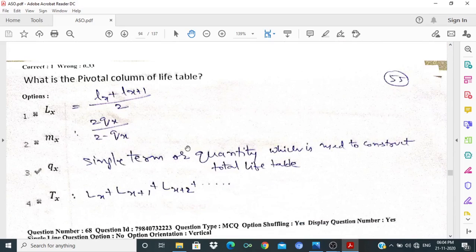What is the pivotal column of the life table? qx is the pivotal column. Pivotal column means a single quantity which is used to construct the whole life table. I have given the formulas: capital Lx is equal to small lx plus small lx+1 by 2. Mx is equal to 2qx by 2 minus qx. Capital Tx is equal to capital Lx plus capital Lx+1 plus capital Lx+2, and so on.